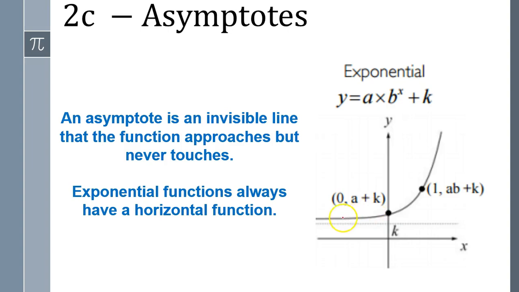So one value here might be, let's say the asymptote is 1. That might be 1.5, 1.4, 1.3, 1.2, 1.1, 1.09, 1.08, all the way down to 1.000000001. You know what I mean? So it's never going to touch it, but it's going to get very, very close.